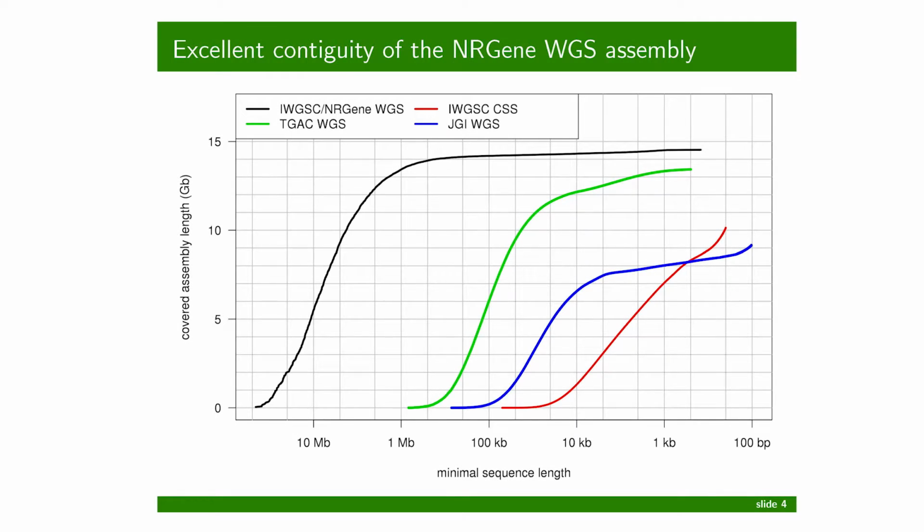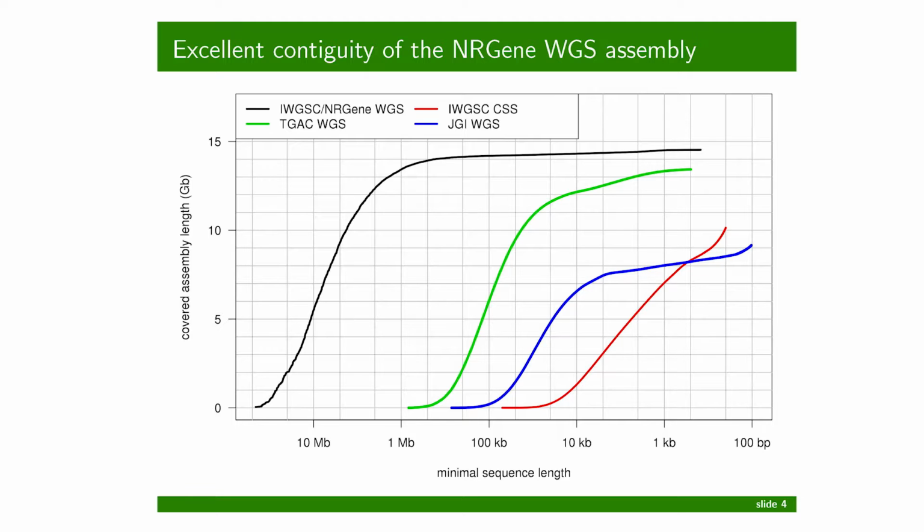And then last year I reported about the whole genome shotgun assembly that JGI did also of hexaploid wheat, and this established that it is possible to get good whole genome shotgun assemblies. And now IWGAC has also created a whole genome shotgun assembly together with NRGene. And the statistics of this assembly are really impressive.